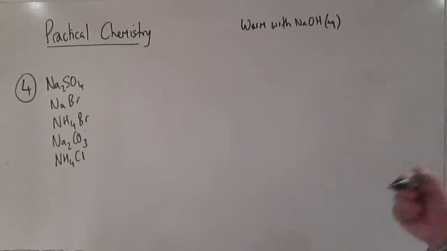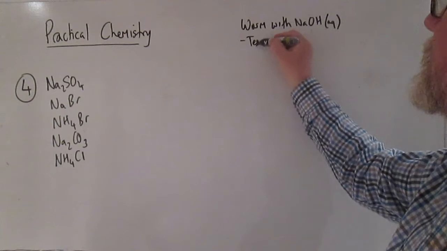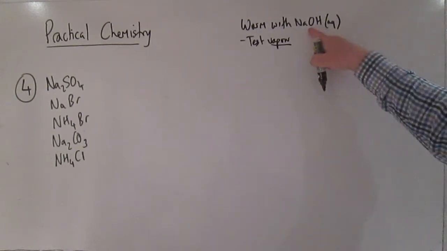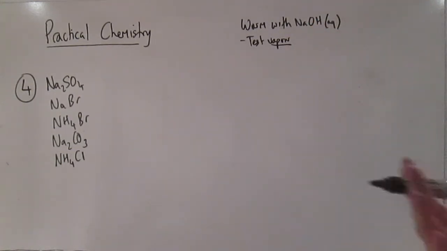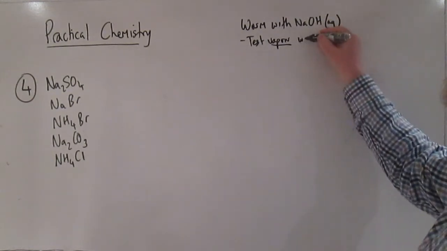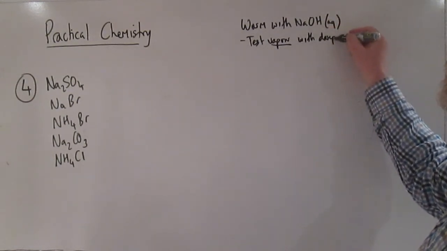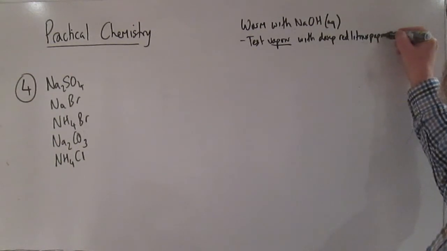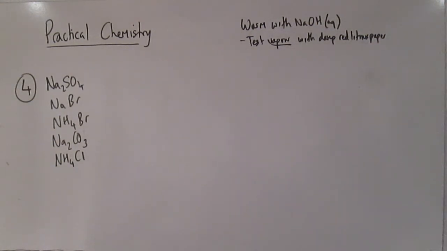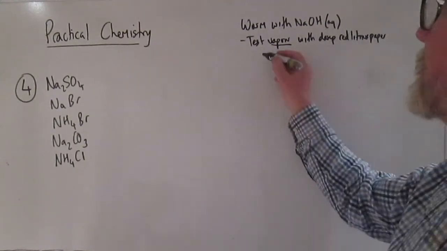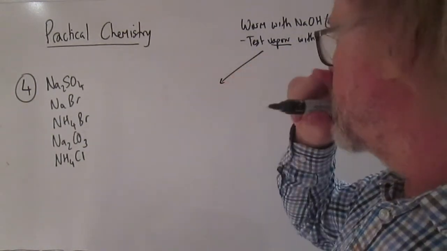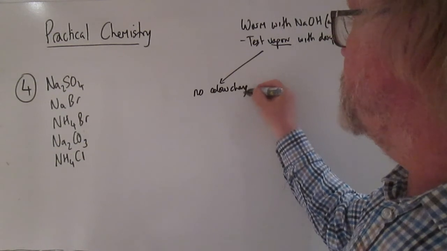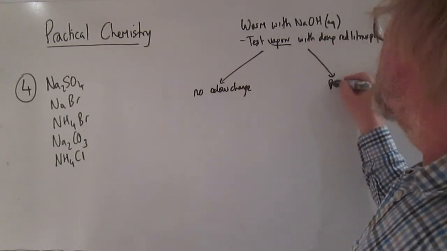And what a lot of people didn't mention is that you test the vapour, not the solution, because obviously the solution's bound to be alkaline because it's got sodium hydroxide in it, so there's no point testing that. You test the vapour with damp, either red litmus paper or universal indicator paper. So that's the test, and there are two possible outcomes. You either get no colour change in the paper, or you get that the paper turns blue.